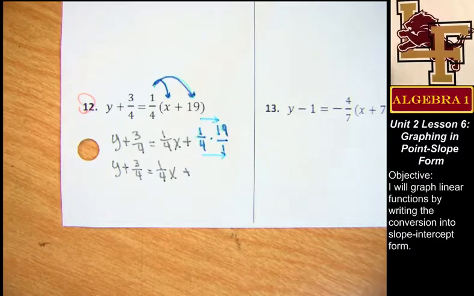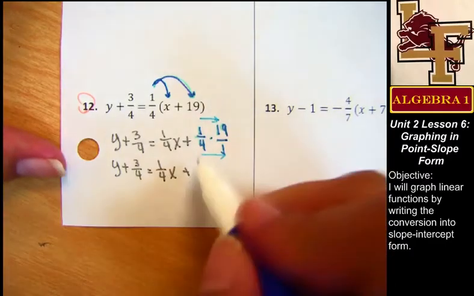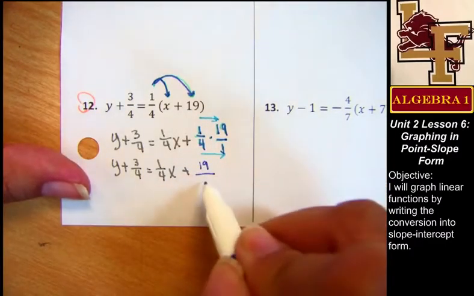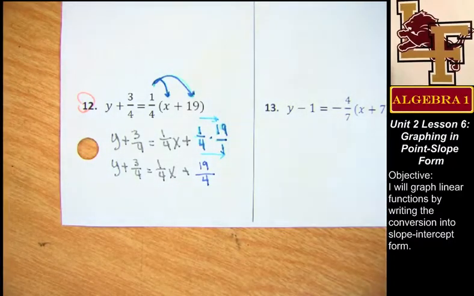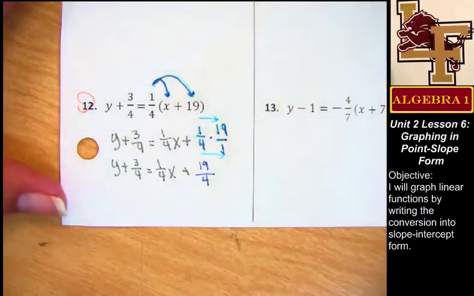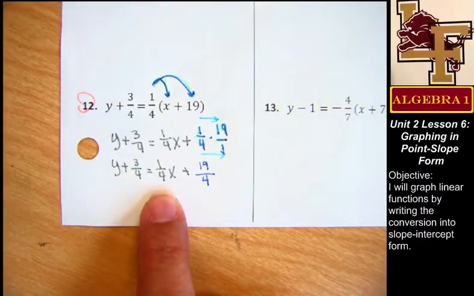1 times 19 is? 19. And 4 times 1 is? 4. And I'm going to leave it just like that. It is an improper fraction, and it's okay for us to have improper fractions. Okay? I'm not going to turn this into decimals because I need the slope to stay a fraction so that I can decide how much I'm going up or down and how much I'm going left or right.